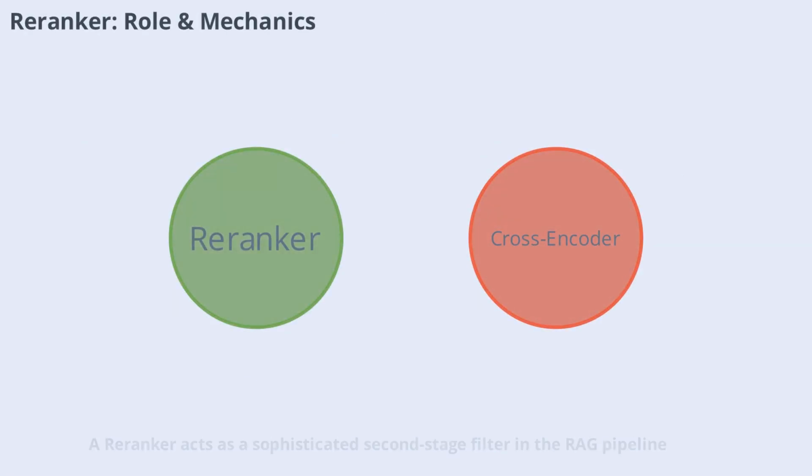A reranker acts as a sophisticated second-stage filter in the RAG pipeline. After the initial vector search retrieves candidate documents using fast, independent vector math, the reranker, often a cross-encoder model, analyzes the full sentence interactions between the query and each chunk. This deep contextual alignment allows the system to re-rank results based on true relevance, not just keyword similarity, ensuring that only the most contextually appropriate information is passed to the LLM.